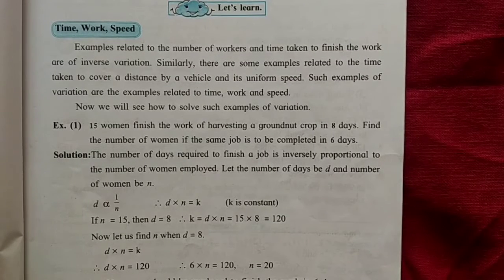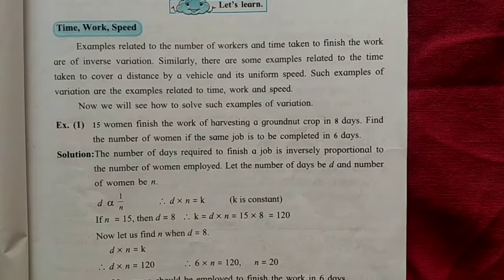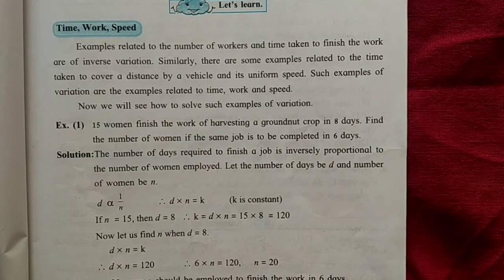Good morning, students. Today we will do the last part of this lesson on variation. We have studied direct variation and we have studied inverse variation also. In direct variation, the two quantities increase together or decrease together, whereas in inverse variation, when one quantity increases, the other quantity decreases. So you have to keep that in mind when you are writing the equation for variation.